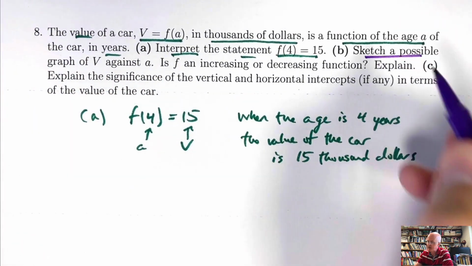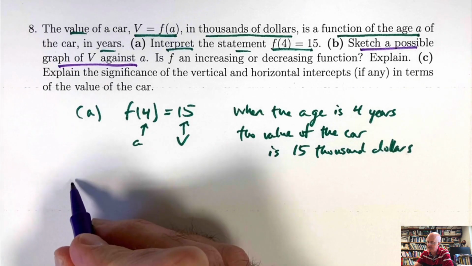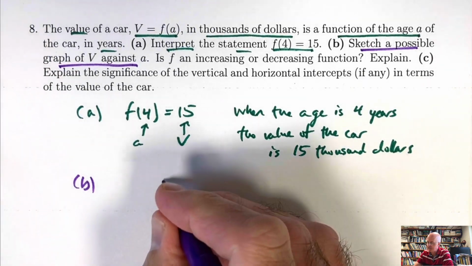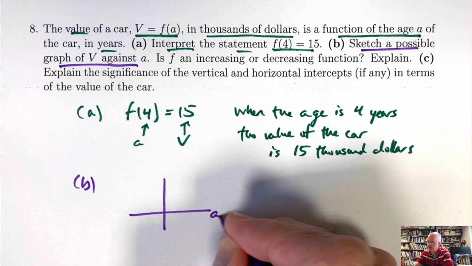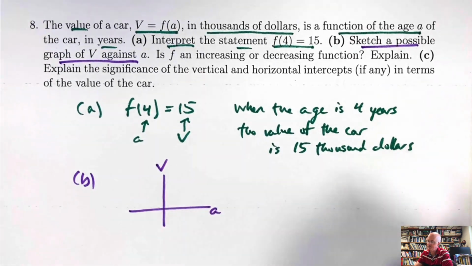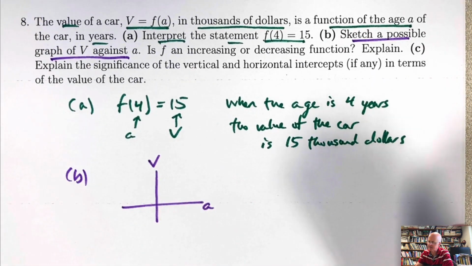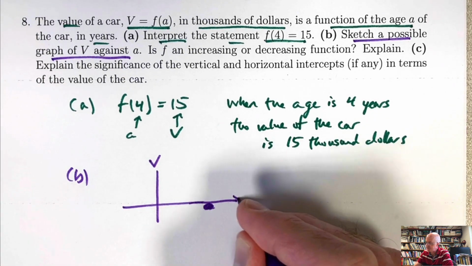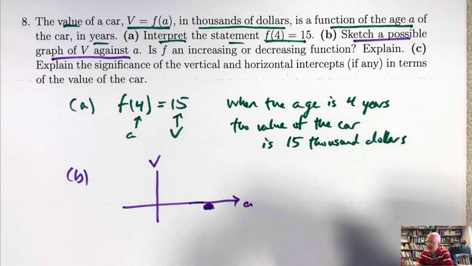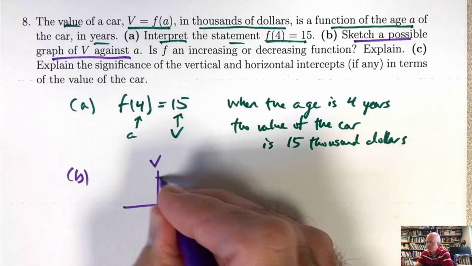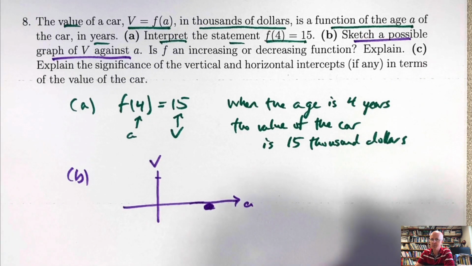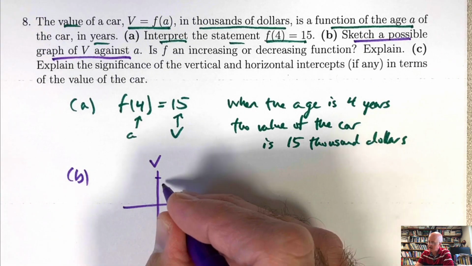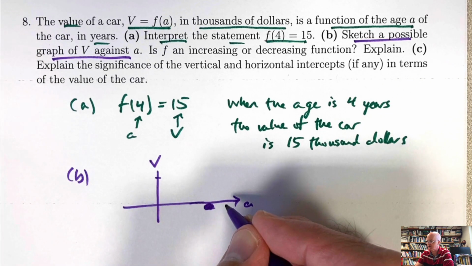Part B, sketch a possible graph of V against A. V is a function of A. It would be traditional to put A on the horizontal axis and V in the vertical axis. And age can't be negative, so really I only need the part to the right of the V axis here. At age 0, the car has some value. And if you know about something called depreciation, the value's got to go down over time. As the car gets older, the value goes down. This graph has to be what's called a decreasing function.